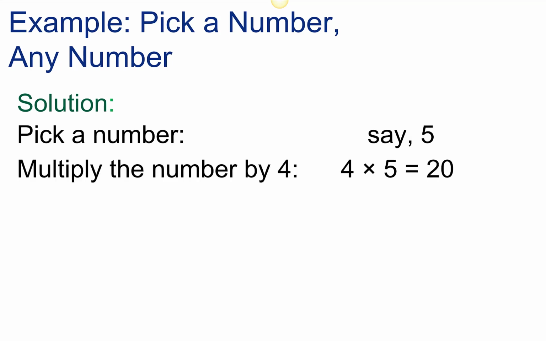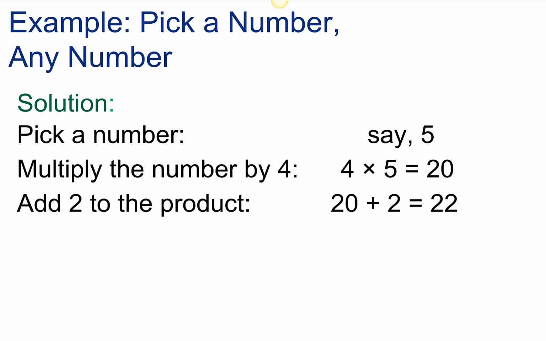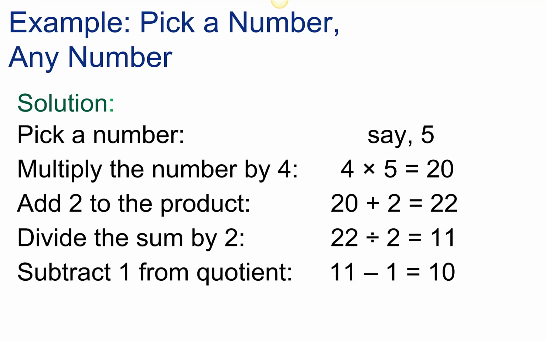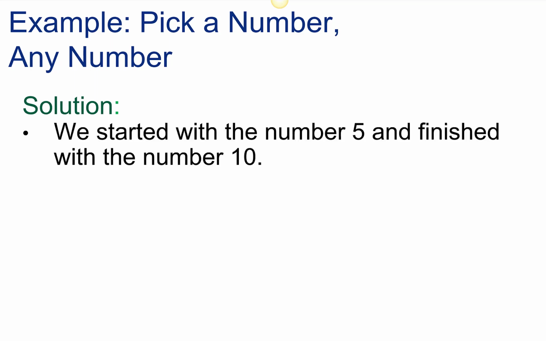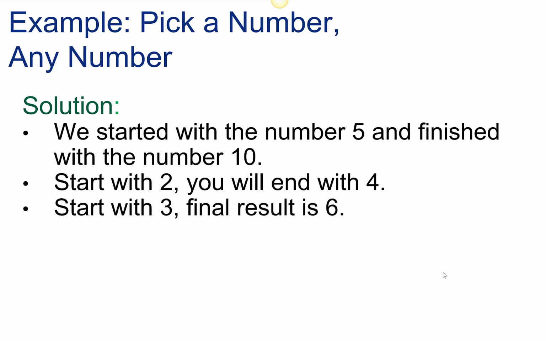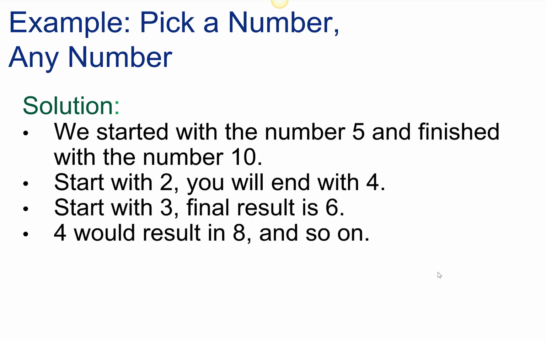Let's pick 5, multiply by 4, we get 20, add 2 and we get 22, divide by 2, we get 11, subtract 1 and we get 10. And if we go ahead and do some others, if we start with a 5, we got a 10. If you try it yourself and start with a 2, you'll get a 4. If you start with a 3, you'll get a 6. A 4 gets an 8, and so forth.